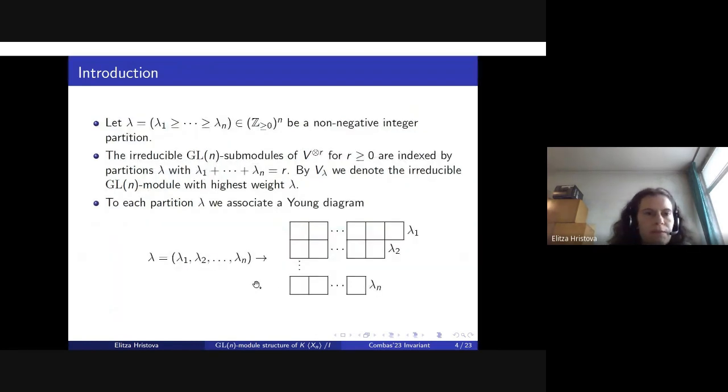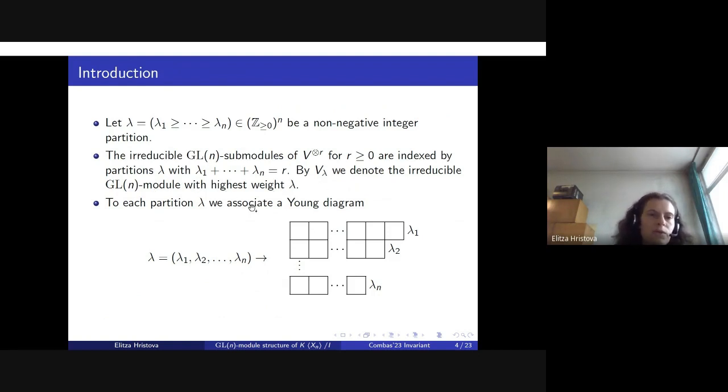In order to describe them, we'll recall quickly how we describe polynomial GLn modules. We recall that a partition with n parts is just a non-increasing sequence of non-negative integers. And we also recall that to any irreducible polynomial GLn module, we associate a partition lambda. By V lambda, we will denote this irreducible polynomial GLn module whose highest weight is this partition lambda.